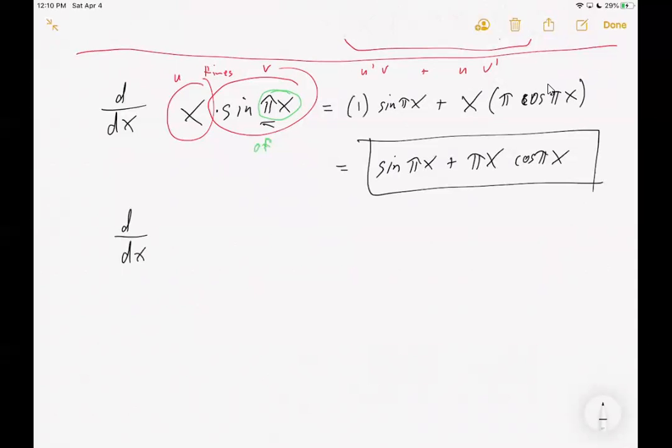Let's do x times the cosine of 2x plus 1. So maybe show your work down here. When you're working in your notebook, I'll show my work down there. So remember your steps. Circle the factors. You may also want to circle any inner composites, and then follow the algorithm, u prime v plus uv prime.